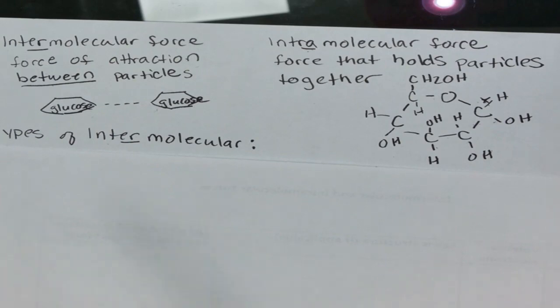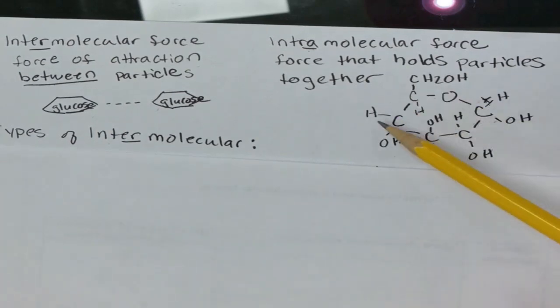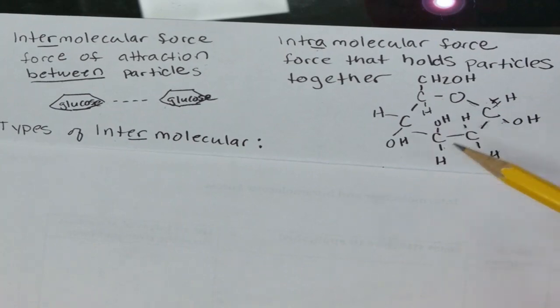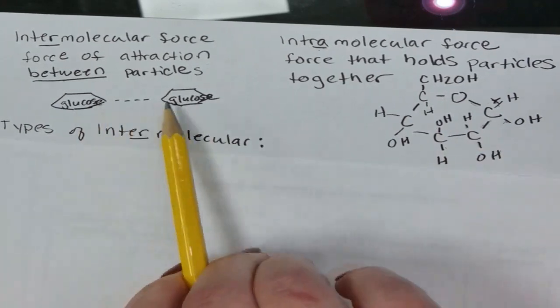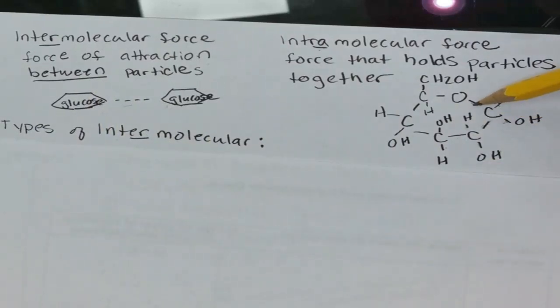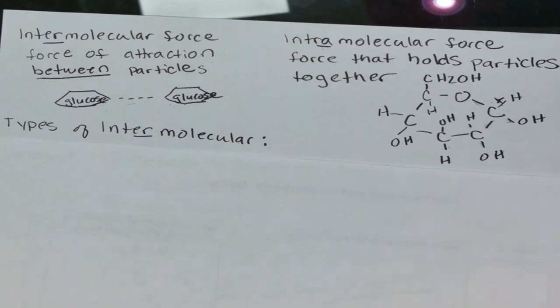intermolecular force. If I was to draw glucose, here's the actual chemical structure of glucose, so you can see it's a bit large and tricky looking. The intramolecular force is the force right here, these covalent bonds that are holding together the elements within the compound. So a force of attraction between two glucose molecules themselves is the inter. The intra is that force holding those elements together.